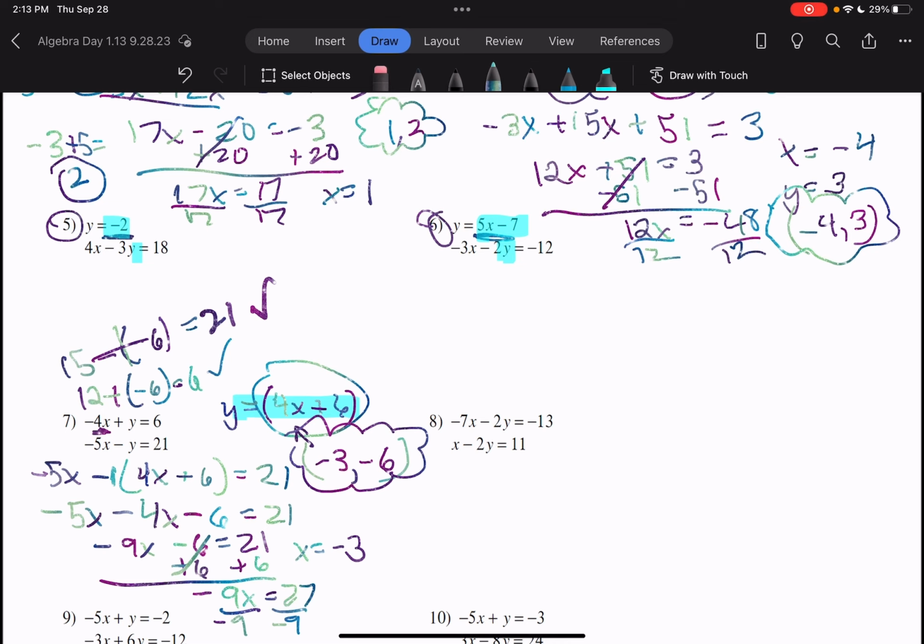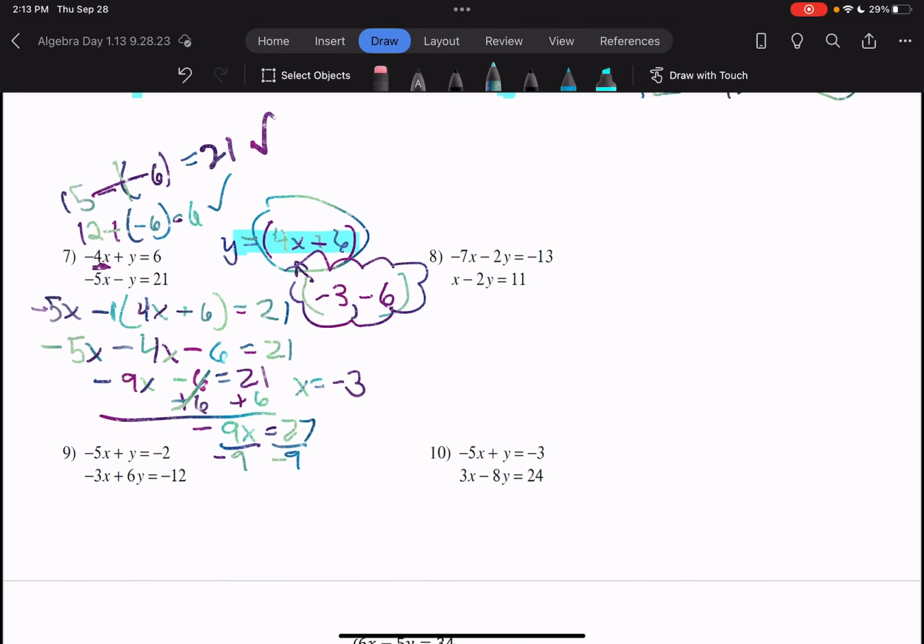Okay? Let's look at number 8. Number 8, I'm going to solve for this one down here because I don't have a coefficient of x. So for this one, I can add 2y to both sides, and I'll get x equals 2y plus 11, or 11 plus 2y. Both are perfectly valid. I'm going to do negative 7 times, now in this case, I'm not replacing the y, I'm replacing the x. So I'm going to do negative 7 times 2y plus 11 equals negative 13.